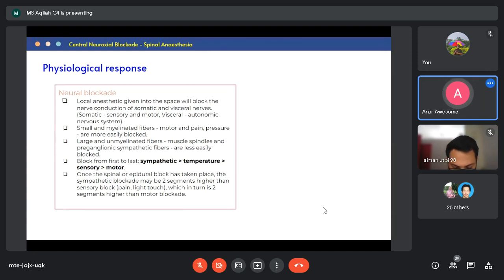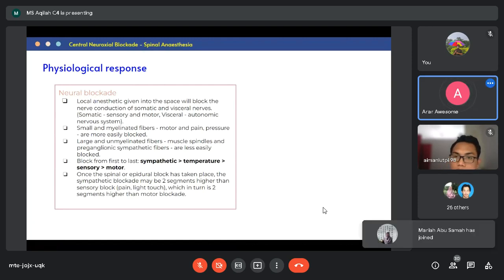And the block will be achieved based on the sequence from first to last, which is sympathetic first, and then temperature, sensory, and motor. And once the spinal or epidural block has taken place, the sympathetic blockade will follow the sequence. For example, the sensory block will be 2 cm higher than the motor blockade based on the sequence: sympathetic, temperature, sensory, and motor.